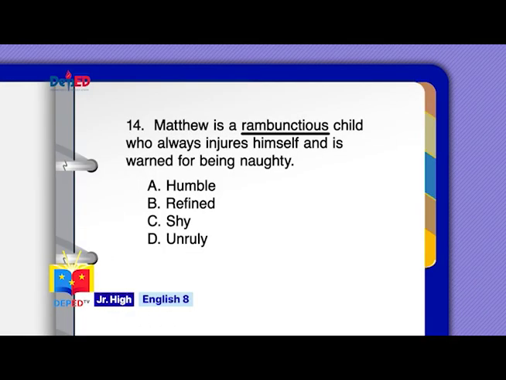Number 14. Matthew is a rambunctious child who always injures himself and is warned for being naughty. The underlined word is rambunctious. And here are your choices. Letter A, humble. Letter B, refined. Letter C, shy. Letter D, unruly.